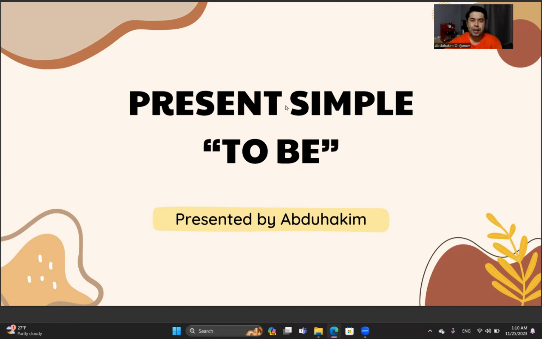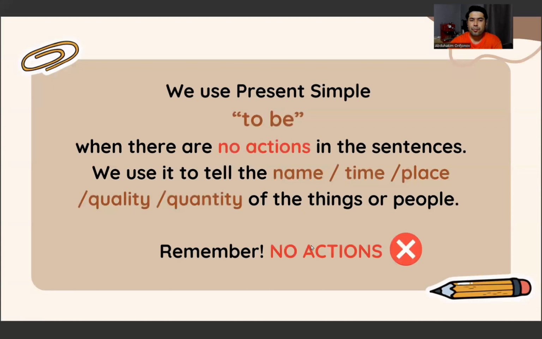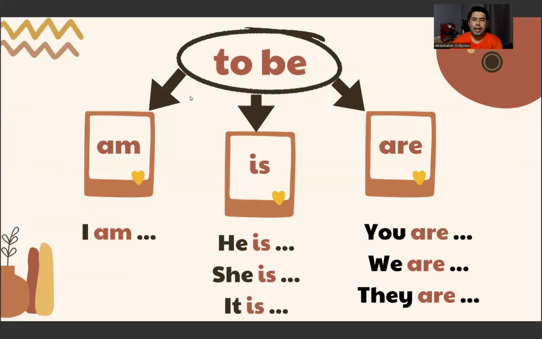Welcome! So today our lesson is about present simple to be, presented by Hakim. Well, what is to be and when do we use to be? We use present simple to be when there are no actions in the sentences. We use it to tell the name, time, places, quality, and quantity of things or people. Remember, no actions.